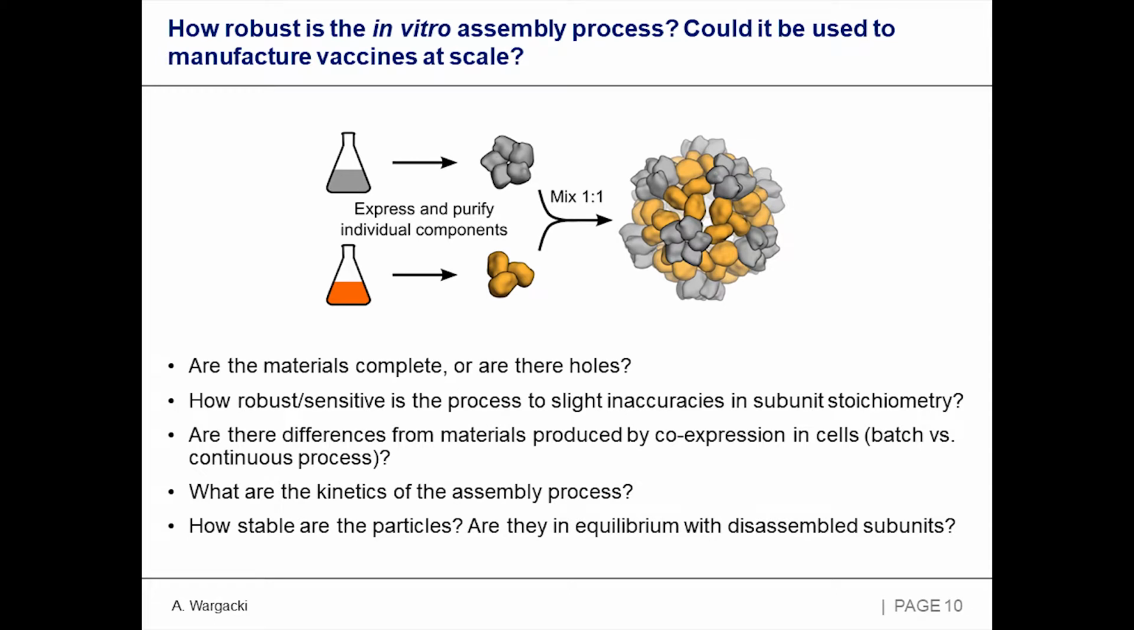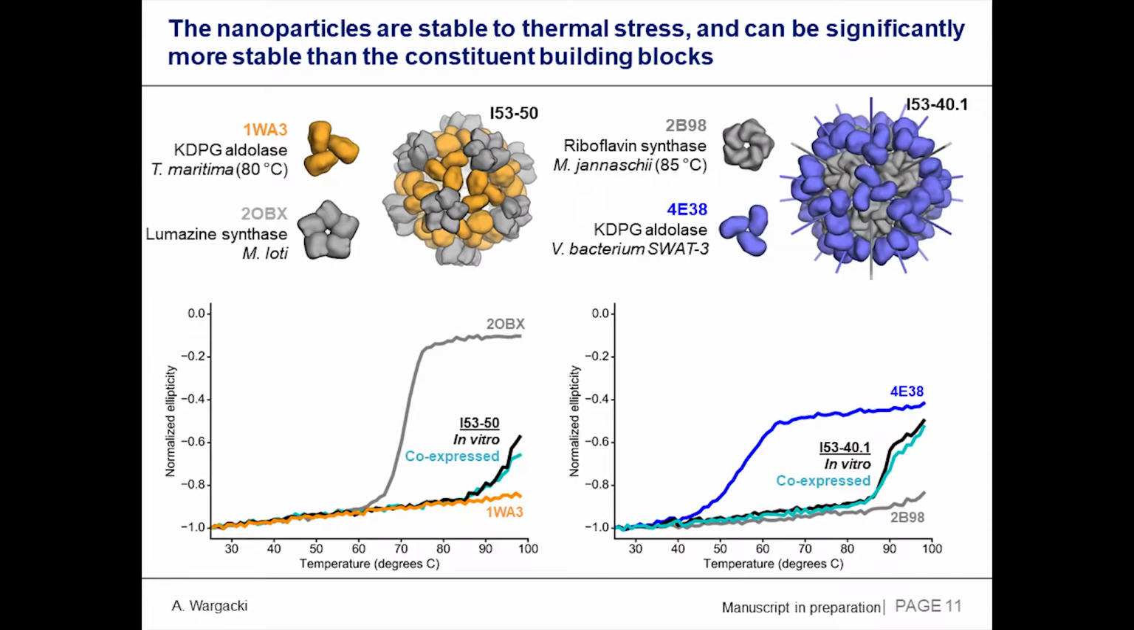So, I'll tell you in a minute about what we've been doing for multivalent antigen presentation and vaccine design here, but to get to know the platform a bit better and really with an eye towards manufacturing, we wanted to ask questions like, hey, what do you get out of this in vitro assembly process? Do you get materials that are complete? Is it really 120 subunits, or are there holes in these things? Because that's going to be important for manufacturing and licensing. How robust is this process to slight inaccuracies in this 1-to-1 component ratio? What are the kinetics? How stable are they? Things like this. And so Adam Morgacki and my group has been doing some pretty detailed analyses of the products that come out of this in vitro assembly process.